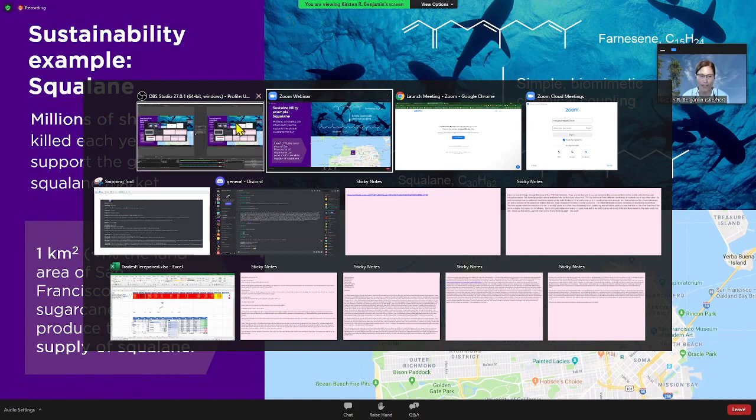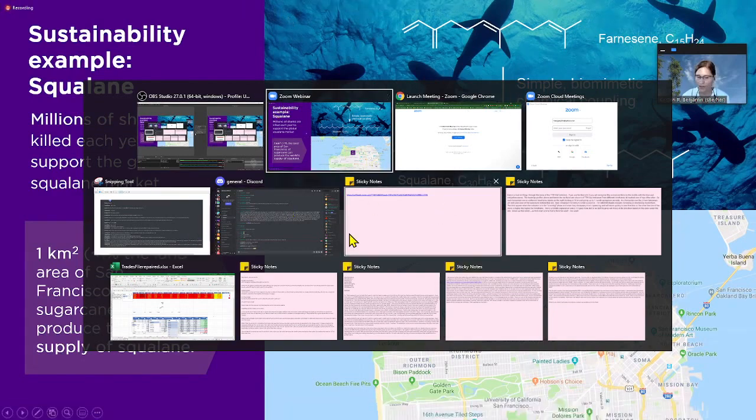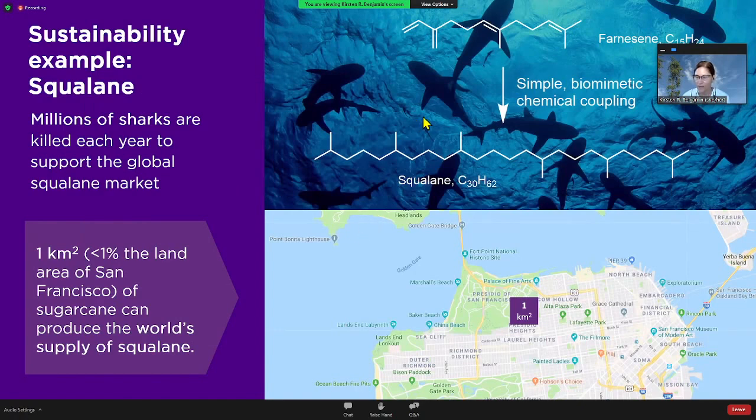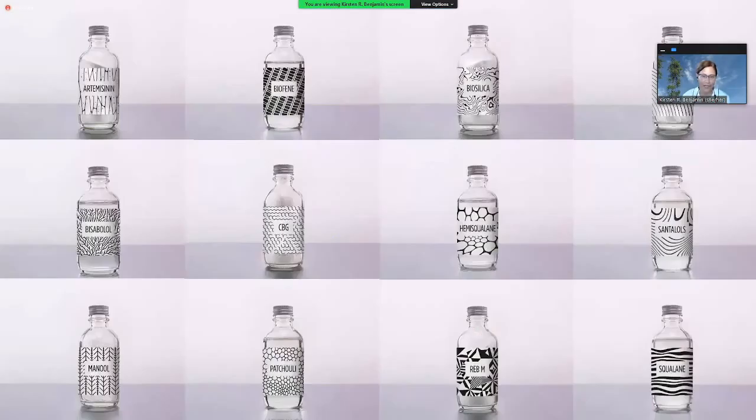1 kilometer squared of sugarcane is enough to produce the world's supply of squalane via industrial fermentation with our optimized, tailored microorganisms. In addition to squalane, there are a large number of other products that we have commercialized and continue to manufacture. 12 of them are shown here on this slide.